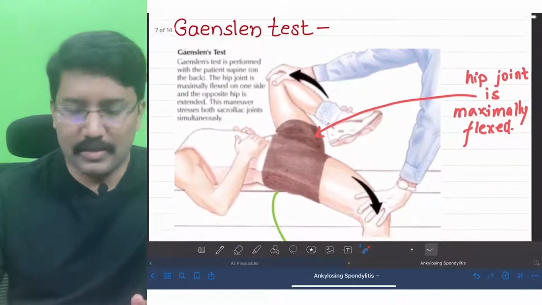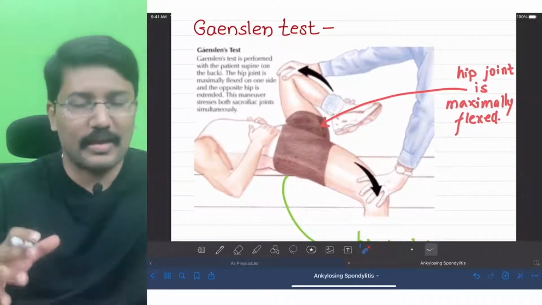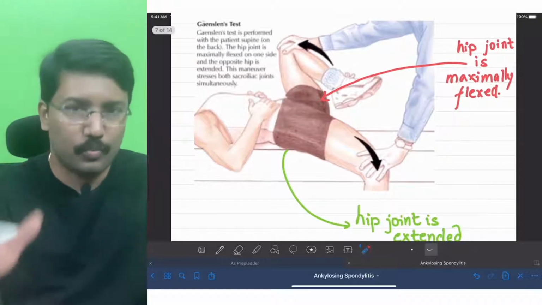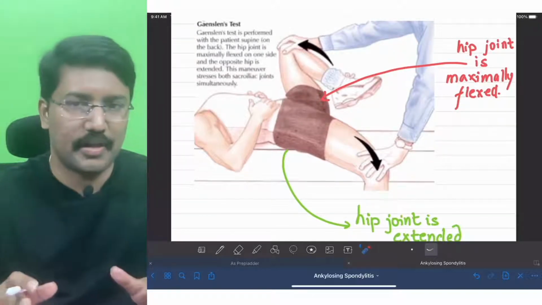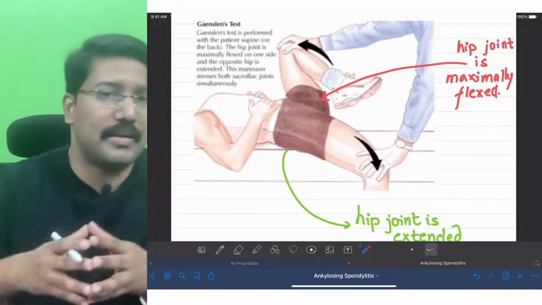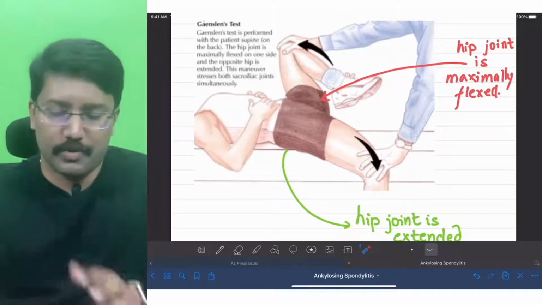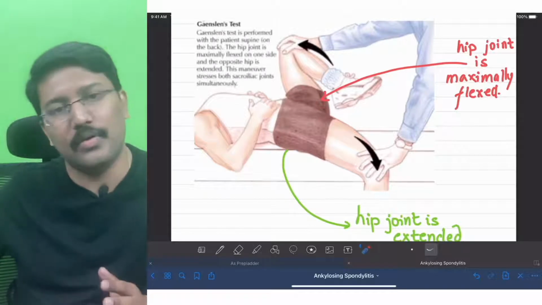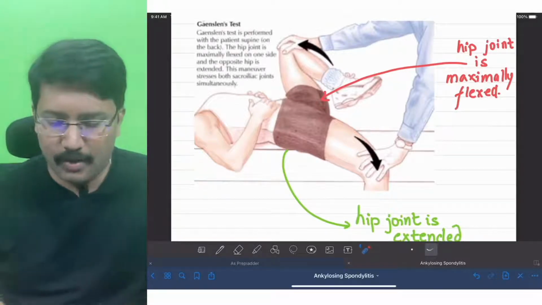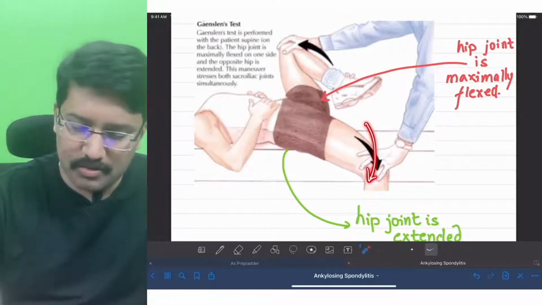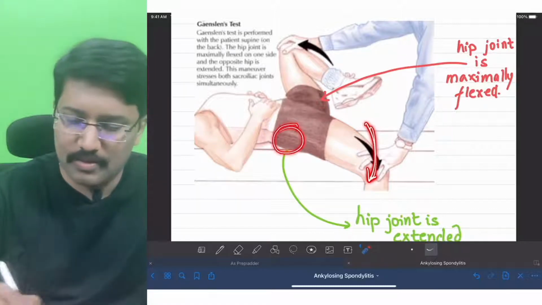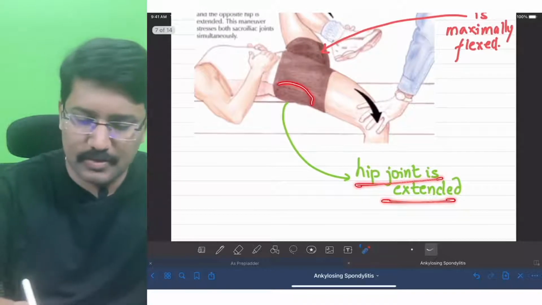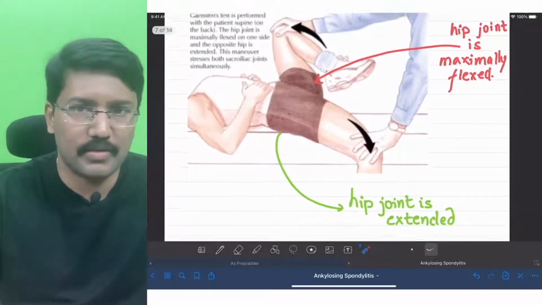The last clinical test that we should know is the Gaenslen test. In this test, we put the patient supine on an examination table, and the side which we are examining, we bring to the edge of the table. Like you can notice here, he's on the edge of the table, hanging the limb down from the edge, and the examiner is putting pressure downwards so that the hip joint on the side we want to test is extended.